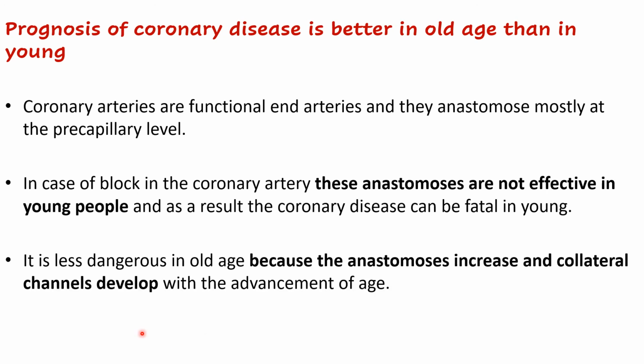Whereas what happens in old age? In old age, the anastomoses increase, because there is gradual narrowing of the coronary arteries, and the collateral channels develop and become large enough. So collateral circulation is possible with advancement of age. Therefore, prognosis of coronary disease is better in old age than in young people.